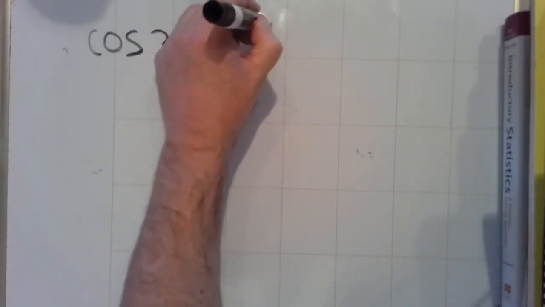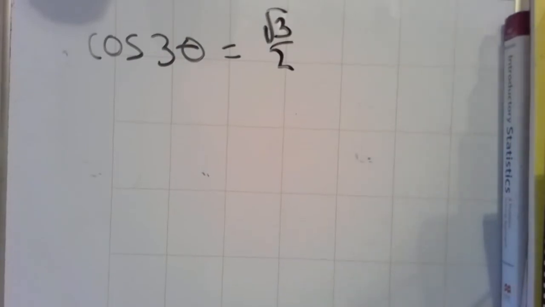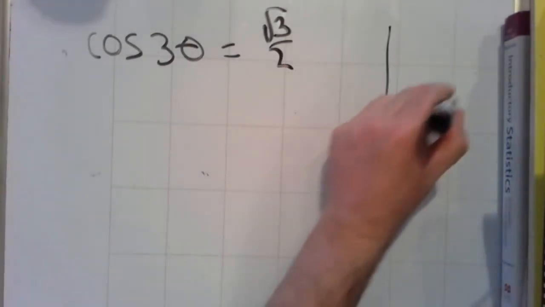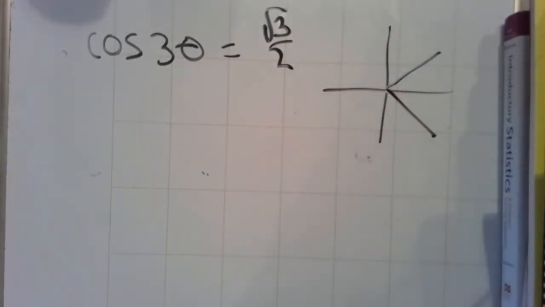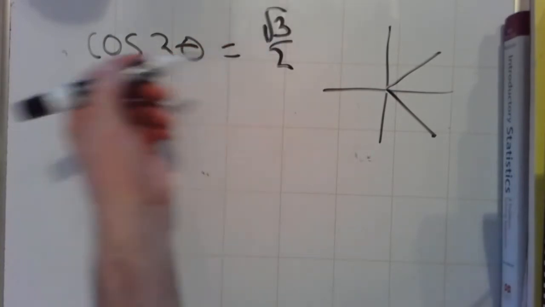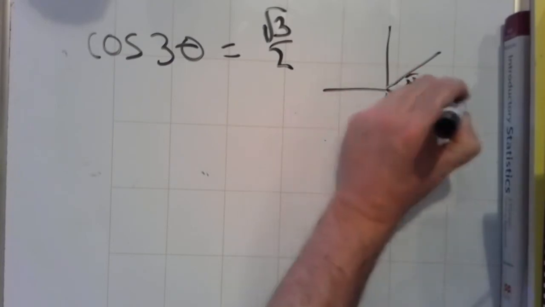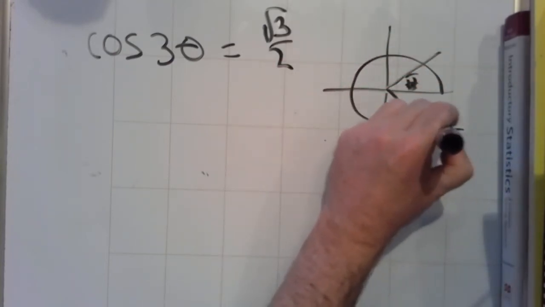So let's say cosine of 3 theta equals root 3 over 2. Okay, so where does cosine equal root 3 over 2? Cosine is positive in quadrants 1 and 4. Cosine equals root 3 over 2 at pi over 6 then, and this angle here is 11 pi over 6.